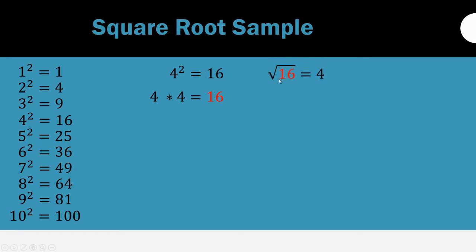Now, let's say we need to get the square root of 16. 16 is a perfect square. Taking the square root of a perfect square number gives you 4. And 4 is your root. Don't forget, 16 is also equal to 4 times 4. That's why our answer goes back to 4.